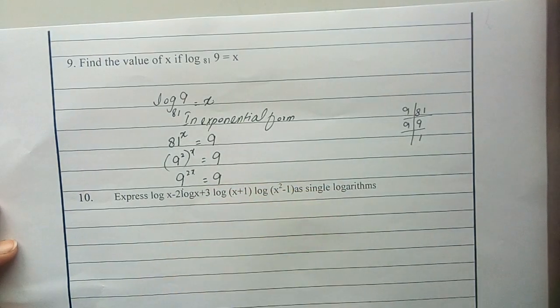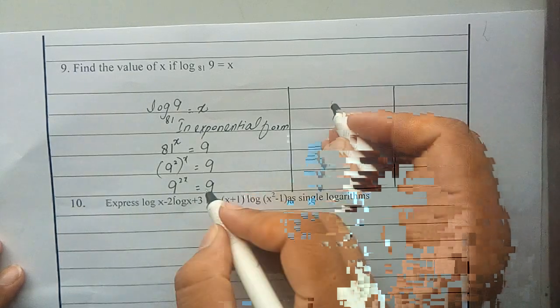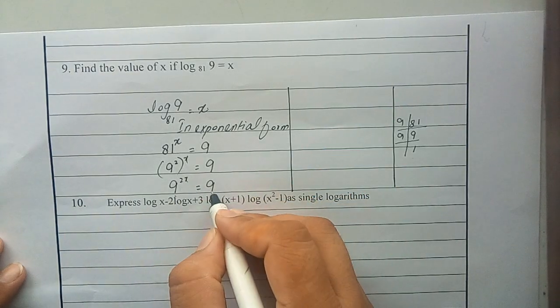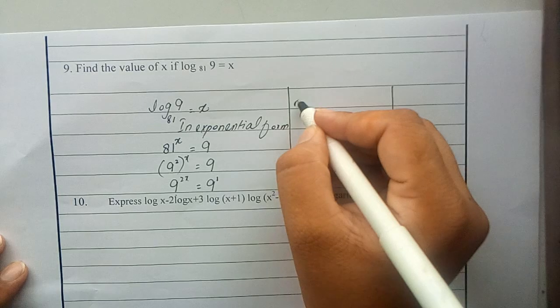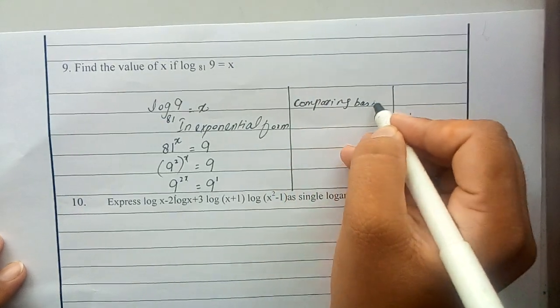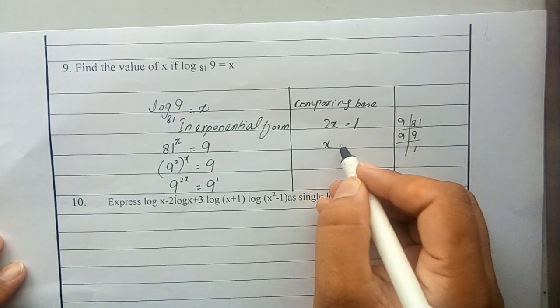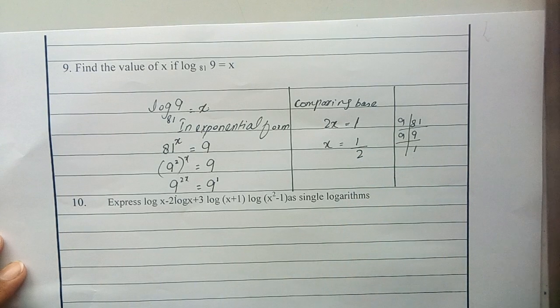Both of these sides contain the same base, so by comparing bases, here 9 raised to power 2x and here 9 raised to power 1. When we compare bases, then powers will be equalized. 2x is equal to 1, x is equal to 1 over 2.